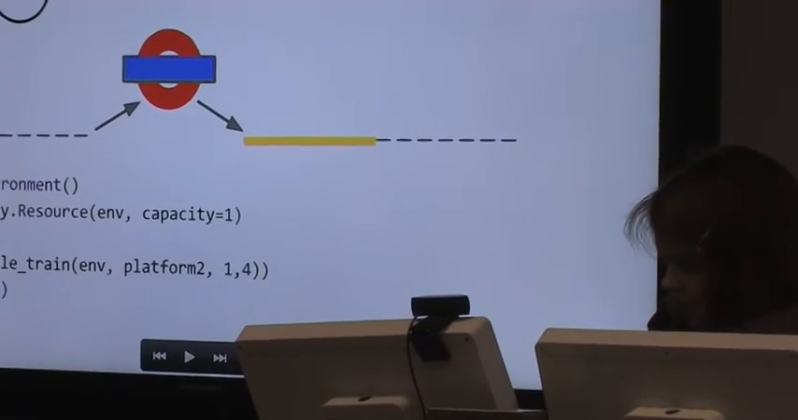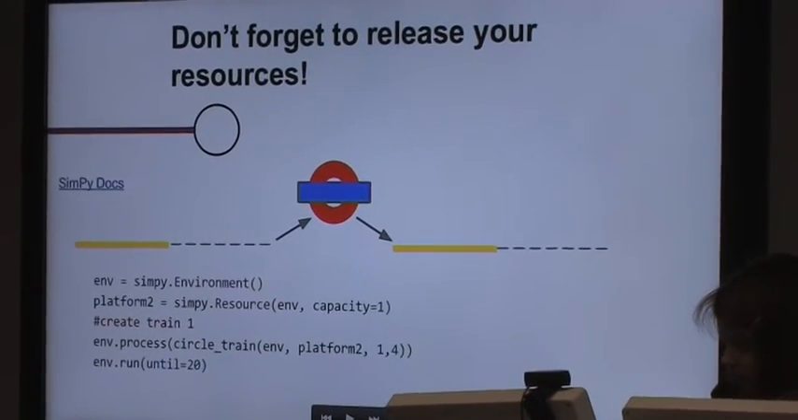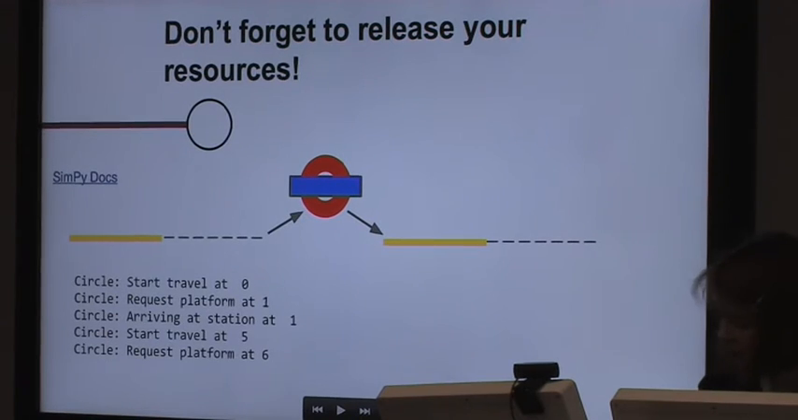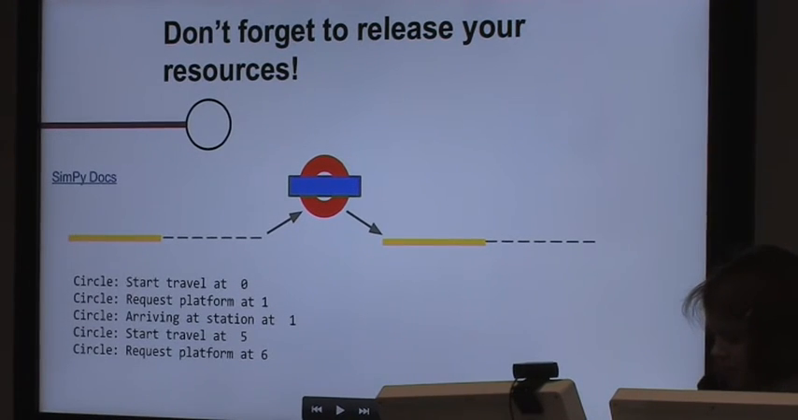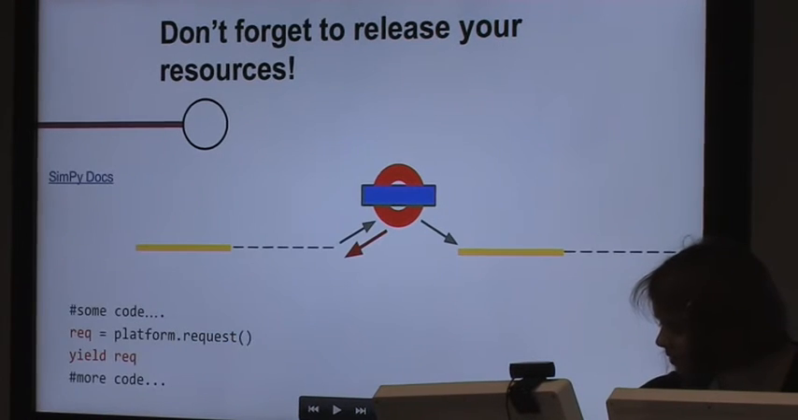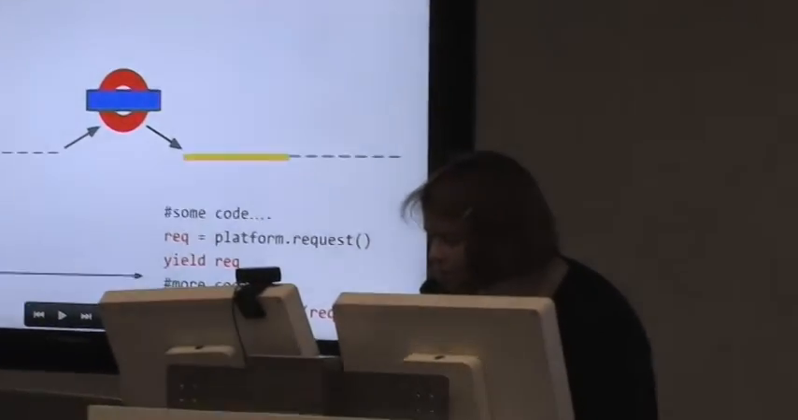So this is how it looks pictorially. And the one thing that you have to remember is that you have to release your resources. What happens in this case when we have 1 train is that it's going to request this resource. And then it's going to arrive at the platform and start traveling again. And then at time 6, it's going to request the platform again, but it's going to stay in limbo because you forgot to release the platform from the previous time that it arrived at the station. So this is just something to keep in mind if you start playing around with resources. You have to always remember to release, or use a context manager if you don't trust your memory.